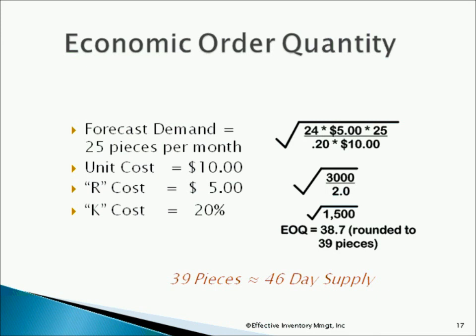I get an EOQ of 38.7, which I will round to 39 pieces. Now, again, I don't care if you can do this math. I just want you to be able to interpret the results of the formula. If I am buying 39 pieces and I am selling or using 25 pieces per month, that is about a 46-day supply.